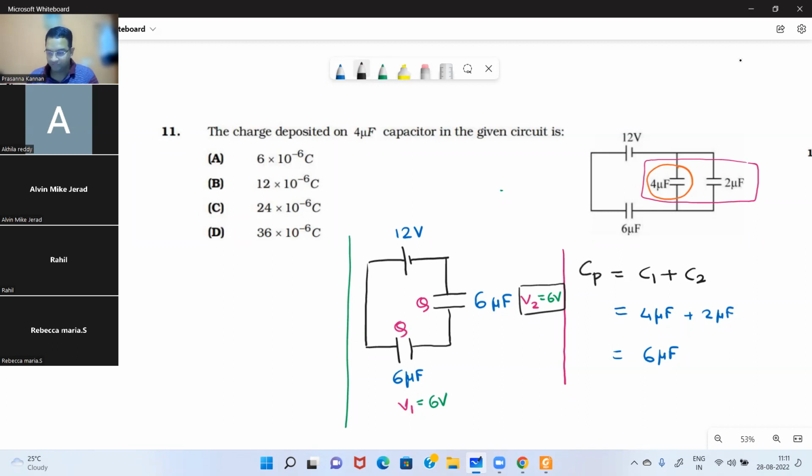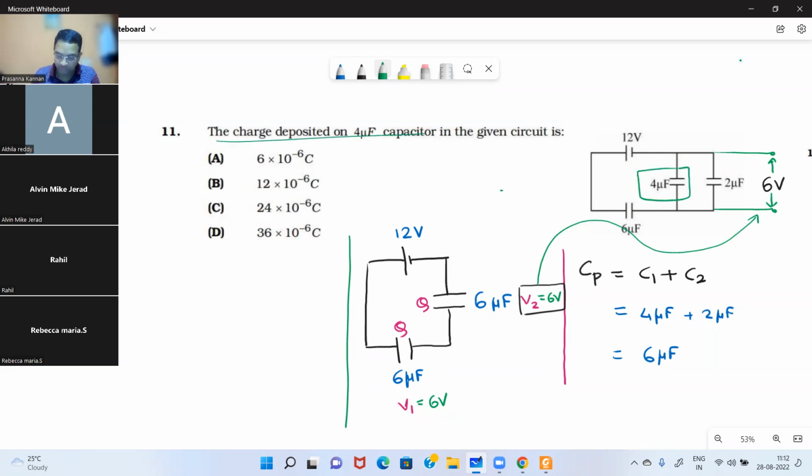Now tell me, in the given circuit, what is going to be the potential difference here? We already found that the potential difference here is nothing but V2, which is equal to 6 volts. So the 6 volts is going to be the voltage across the 2 microfarad. It is also going to be the voltage across the 4 microfarad. So let's now turn our focus to the 4 microfarad capacitor because that's what we are asked. We are supposed to find the charge on it.